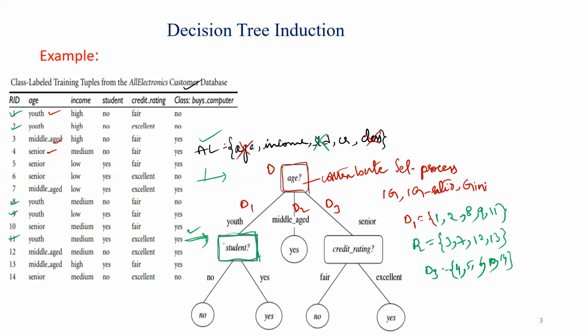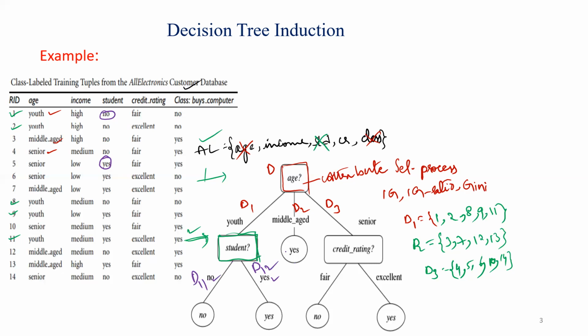Once the particular attribute is selected, next what to do? We need to go through the number of values of the attribute. If you observe here, student consists of how many values? Student consists of 2 values, no and S. Accordingly, only 2 branches grow from student: this is the no branch and this is the S branch. So again, the D1 dataset is divided into 2 partitions, D11 and D12.